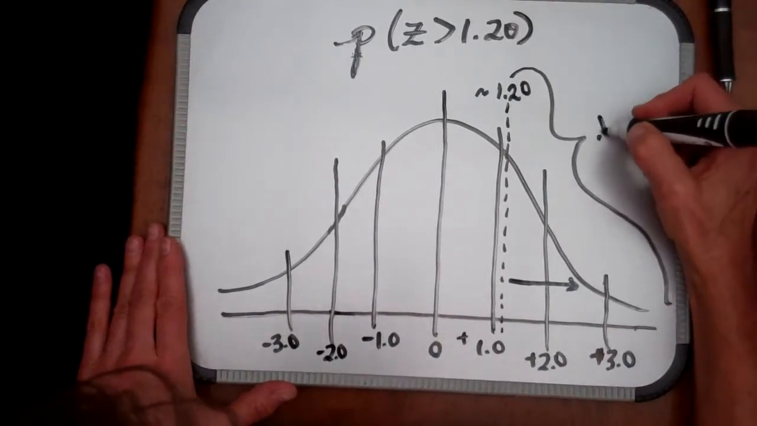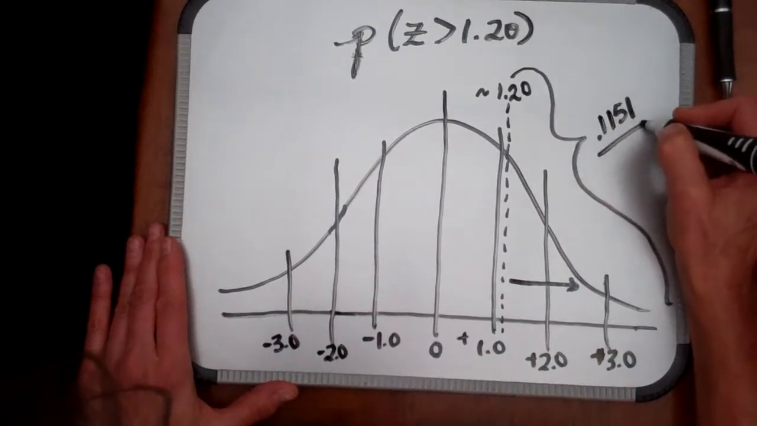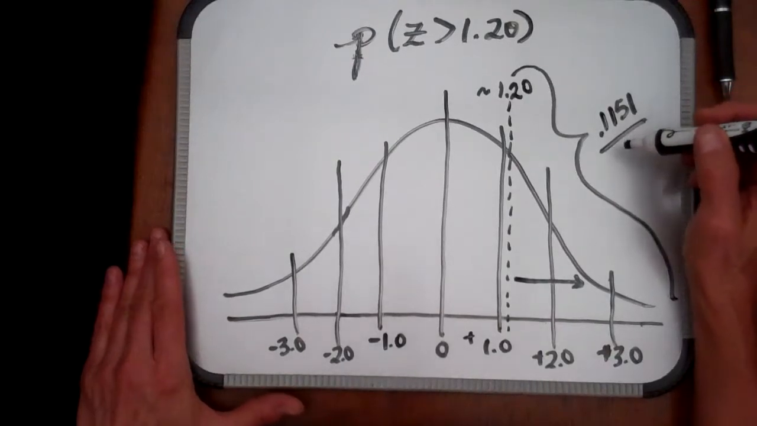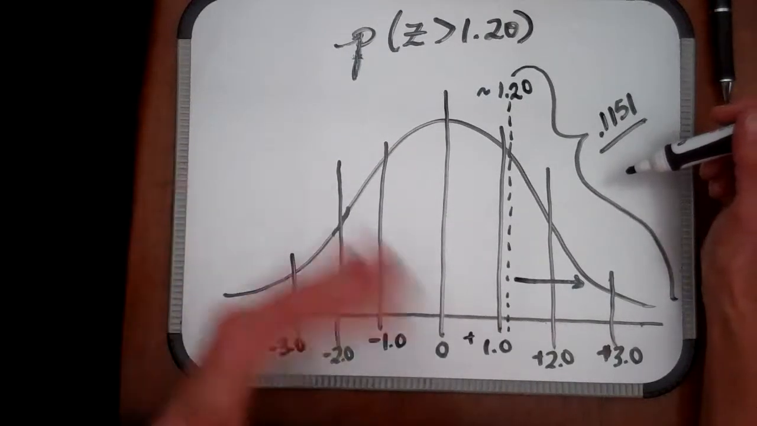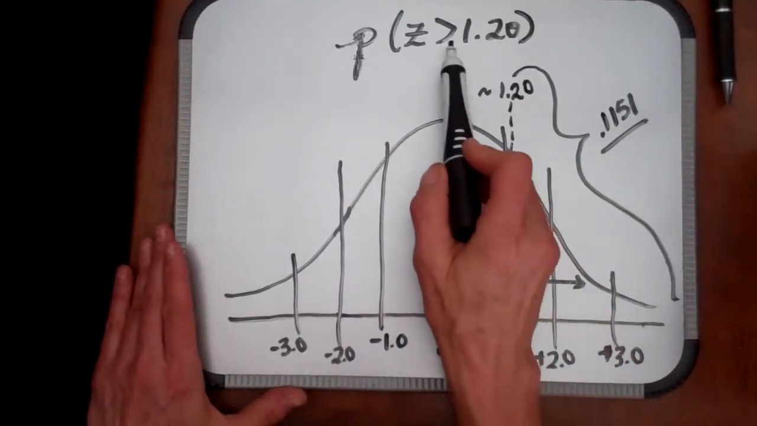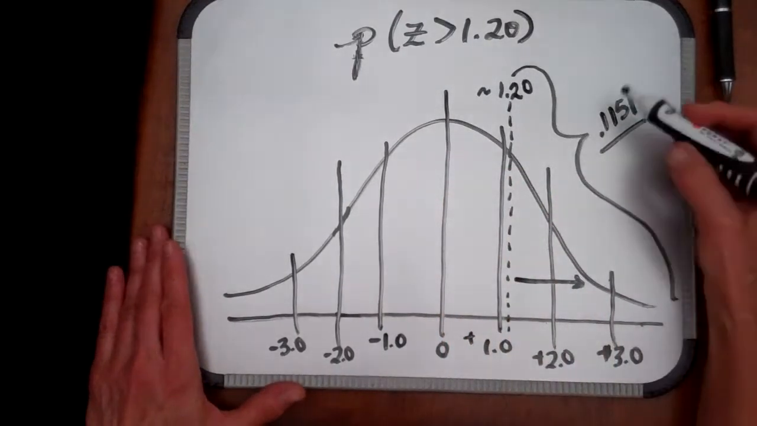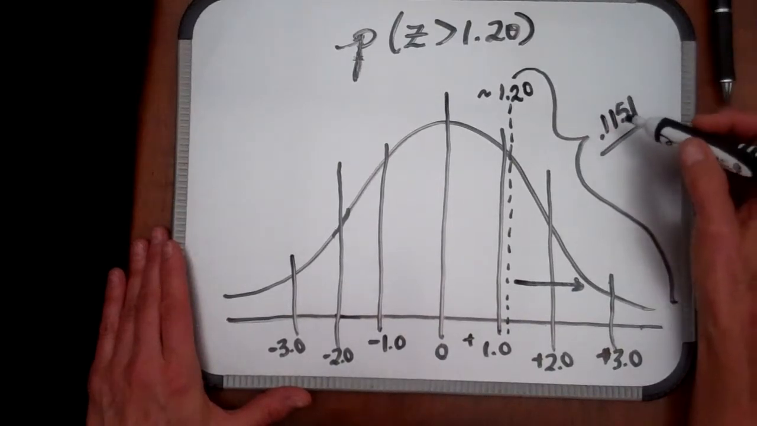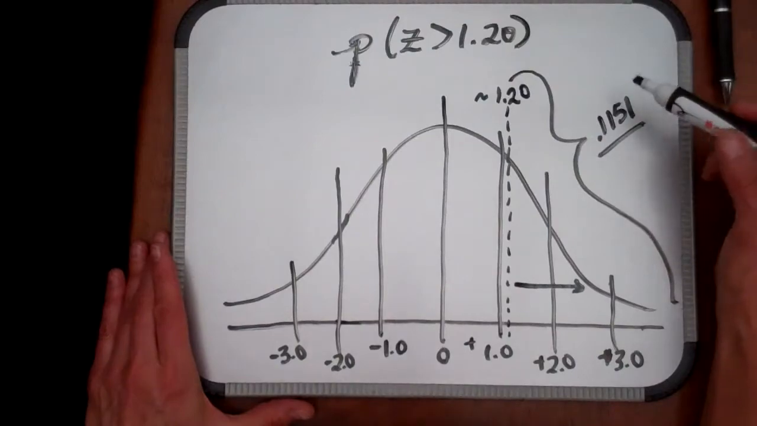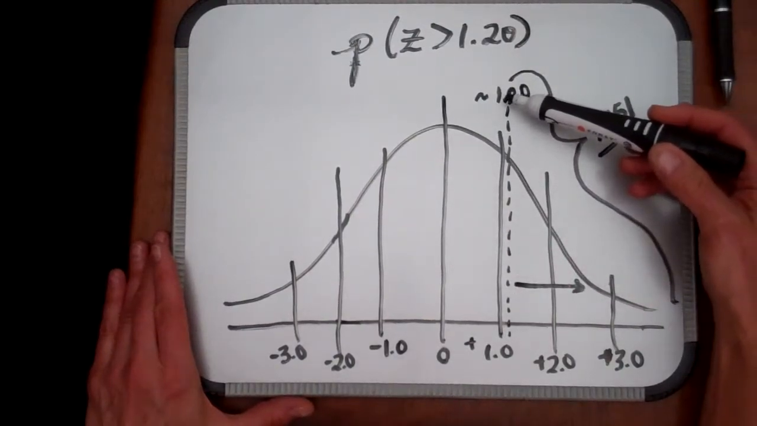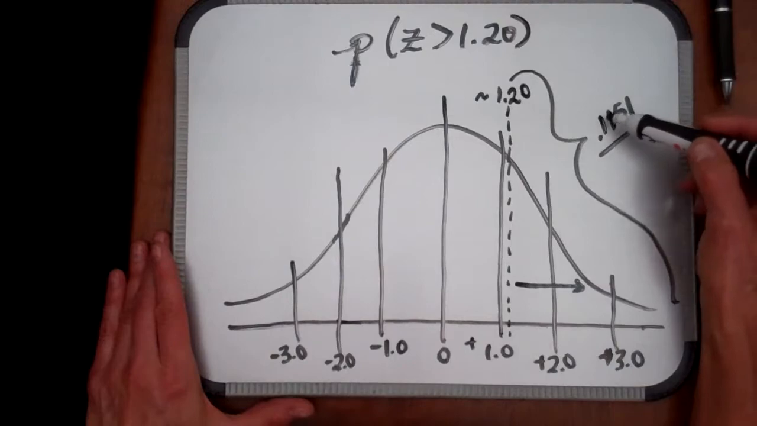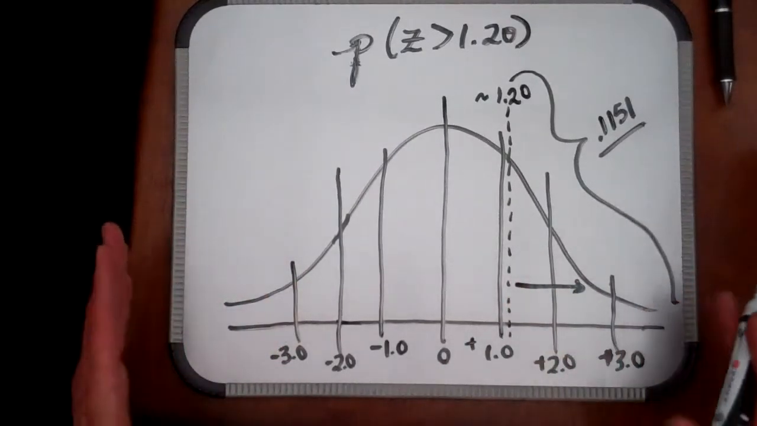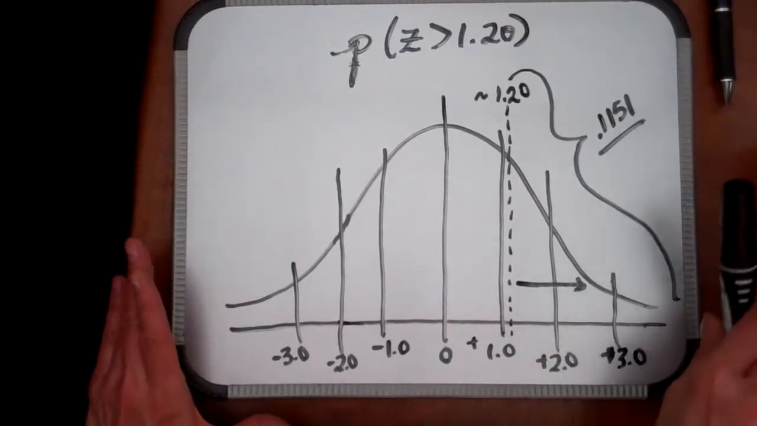So we know now that this proportion of the area under the curve is 0.1151, and that means that the probability of someone in your population getting a z-score of greater than 1.20 is 0.1151, right? Or you could also say the percentage of scores that will fall at a z-score of 1.20 or higher is 11.51%. And that's true for any distribution of scores that are normally distributed.